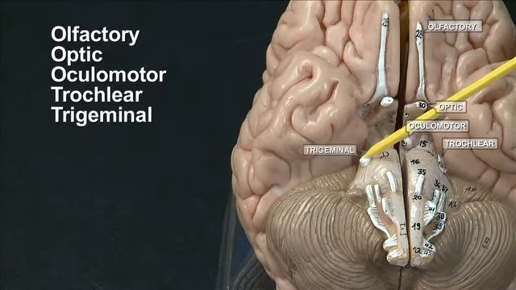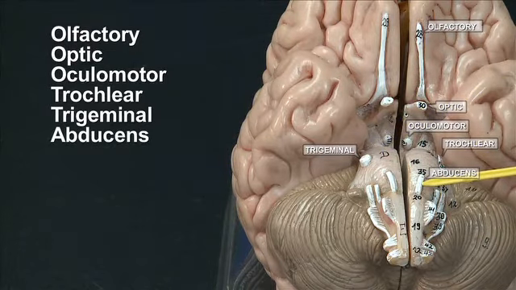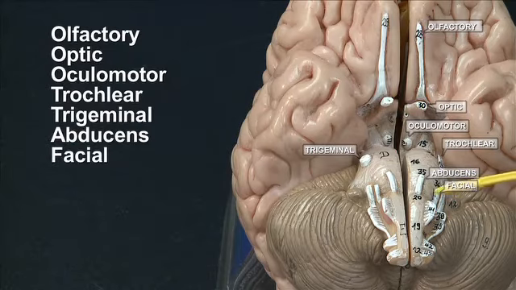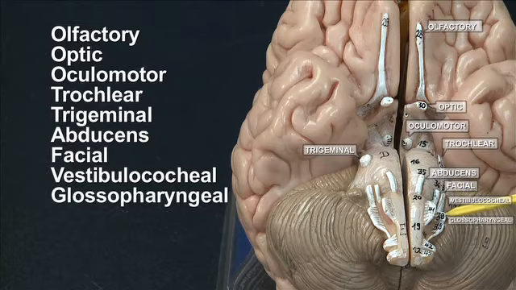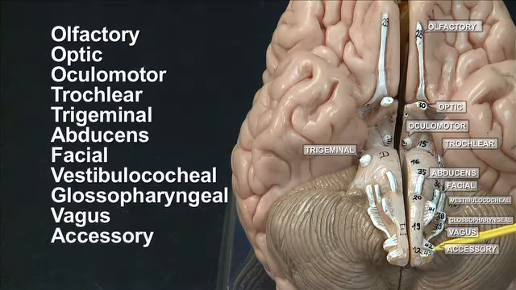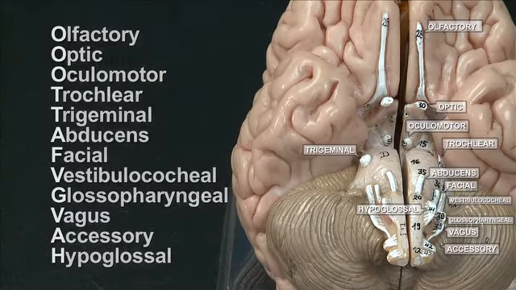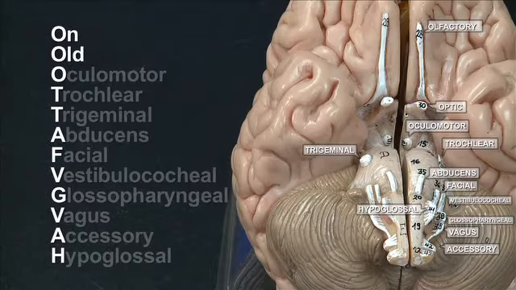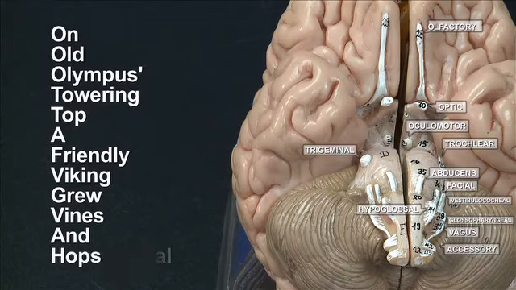Then we have trigeminal, abducens, facial, vestibulocochlear, glossopharyngeal, vagus, accessory, and finally hypoglossal. To remember these names of cranial nerves, we can use a mnemonic. On old Olympus towering top, a friendly Viking grew vines and hops.